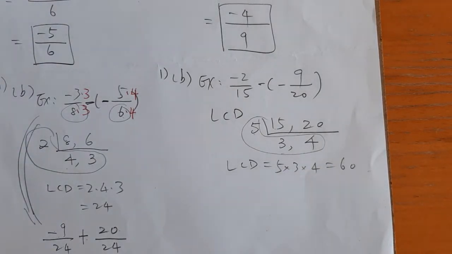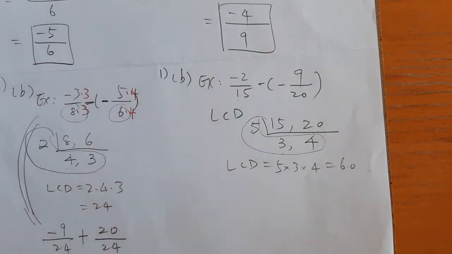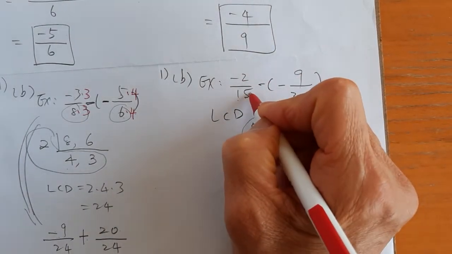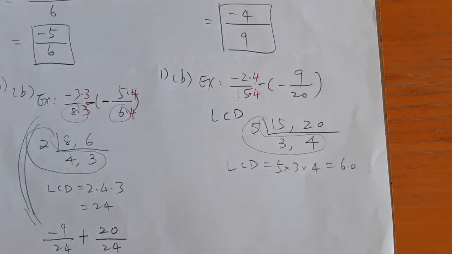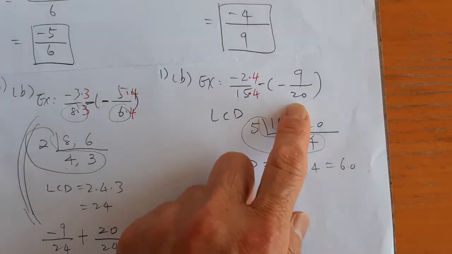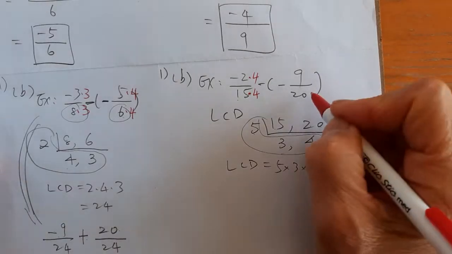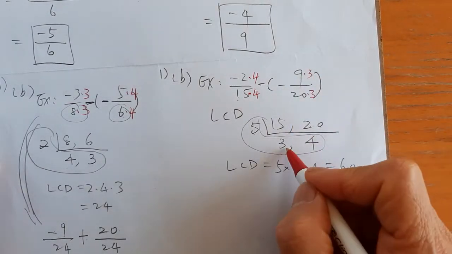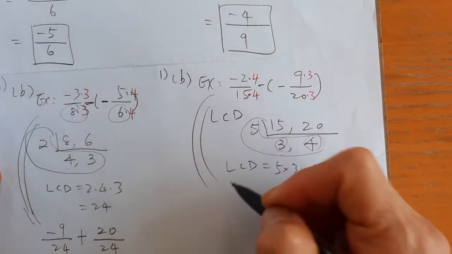So then you write equivalent fraction with 60. So 60 divided by 15 is 4. 15 times by 4 is 60. So numerator and denominator both times by 4. And 60 divided by 20 is 3. So 20 times 3 is 60. So both numerator and the denominator times by 3. One is 3 here, one is 4 here. So now you got the equivalent fraction.